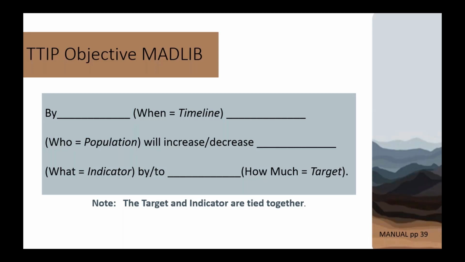Okay, so again, you note that the target and the indicator are tied together. If you ask yourself what is changing, you're increasing capacity, the target will answer by how much, by 50%. Okay, so this is the thing about TTIP. When you're writing your objective, I think we'll get into that in the next slide, actually. So for now, I will get into some tips for TTIP.